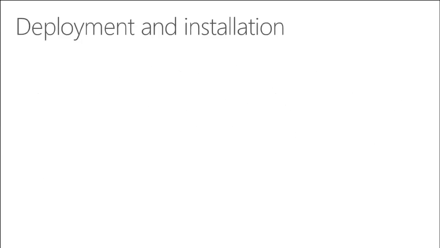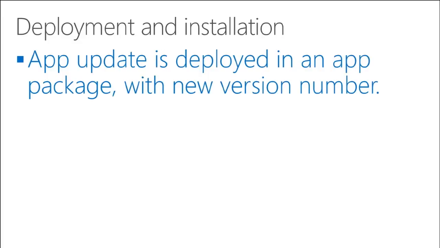How do you deploy and install and update? Well, app updates are deployed in an app package, just like a brand new app. But the version number is incremented in the app manifest. The product ID, which is a GUID, stays the same.